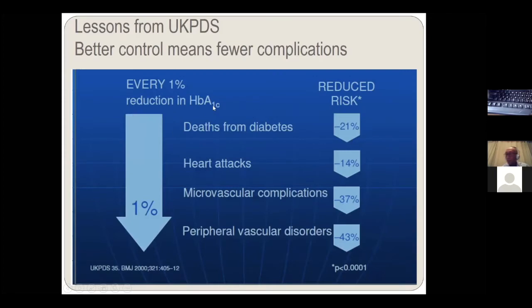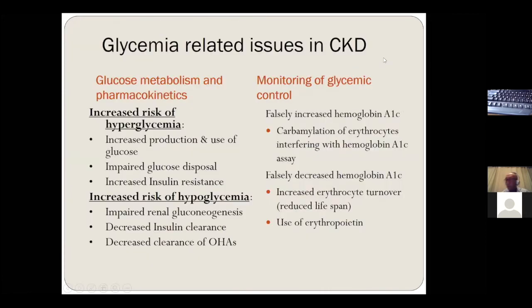We all know that early reduction in the HbA1c reduces deaths, heart attacks, microvascular complications, and peripheral vascular disease significantly, from the UKPDS studies, which we all know. The glycemic issues in diabetes are because they may have both. Some patients may have hyperglycemia, some may have hypoglycemia. As Dr. Pascal already said, there will be burnt out diabetes in almost 30% of patients with diabetes as the kidney function goes down from stage 3 to stage 4 and below.